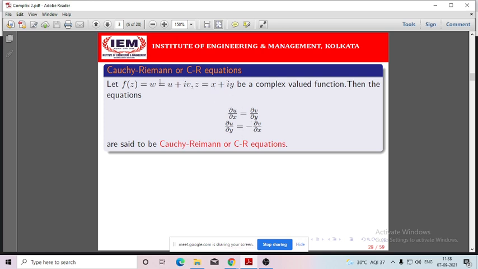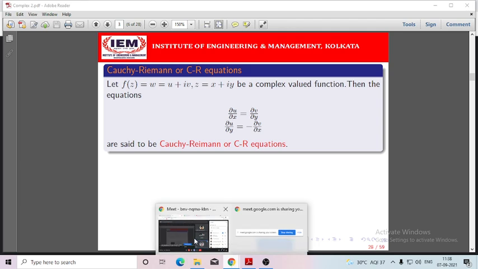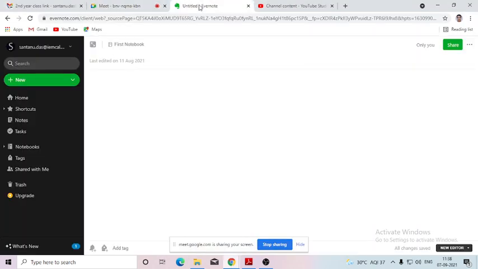If the four partial derivatives which you are obtaining from here satisfy these two equations, then it is called the Cauchy-Riemann equation. So a function is said to satisfy the Cauchy-Riemann equation if the u, v, x, y which you are obtaining satisfy these equations. Otherwise, we say that it doesn't satisfy the Cauchy-Riemann equation. So let us verify whether the Cauchy-Riemann equation is satisfied for a function or not.